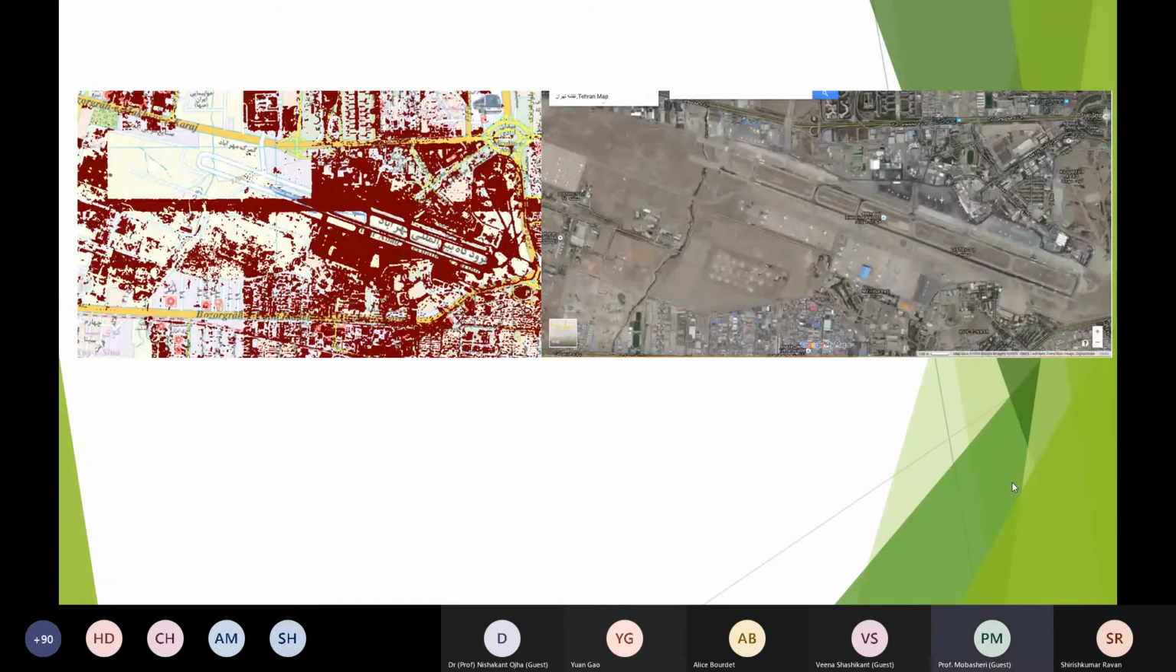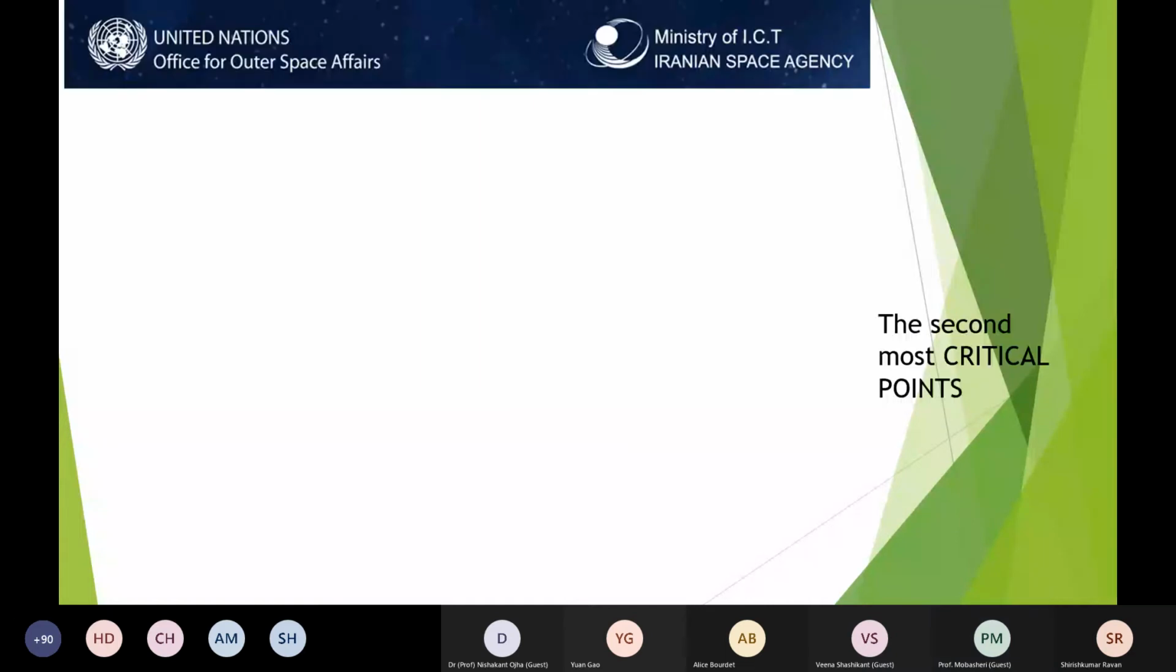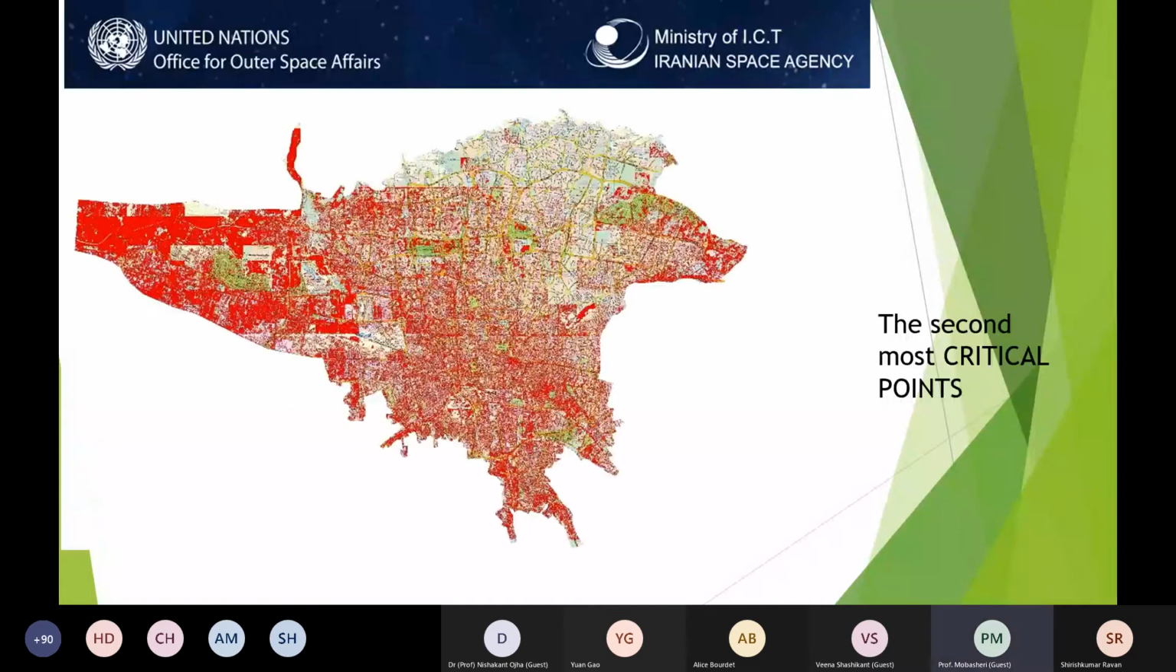This is the second highest. Go to the next, please. Okay. This is the second highest. Again, the second highest class goes to those areas, again the same area as before. That means the critical point of Tehran is south and west of Tehran, and a little in the east of Tehran. Go to the next, please.